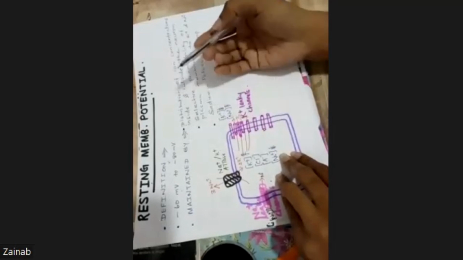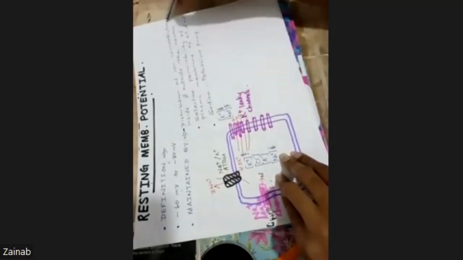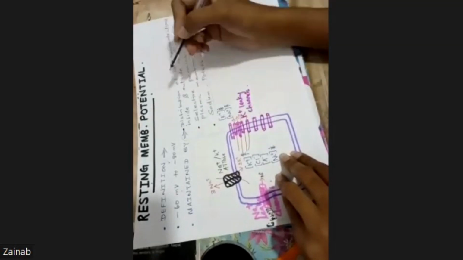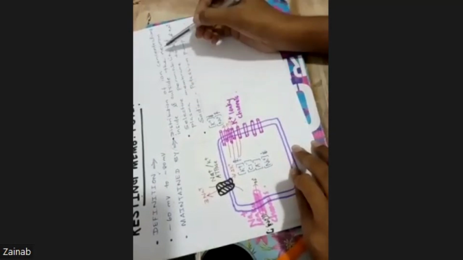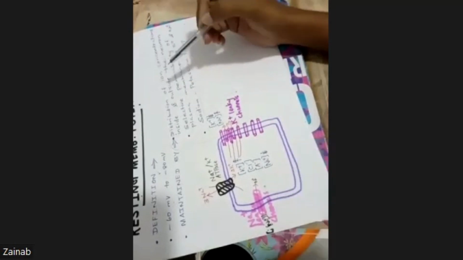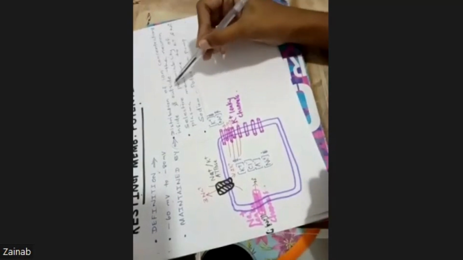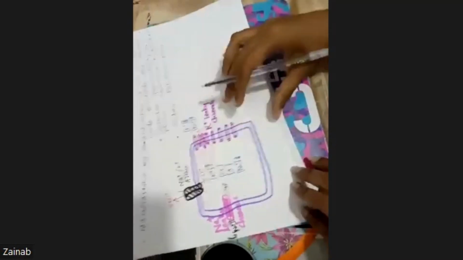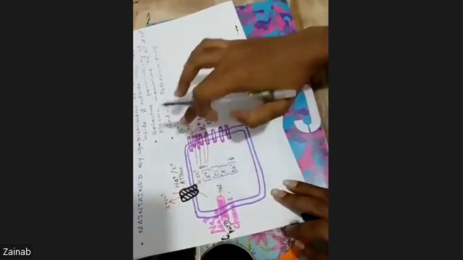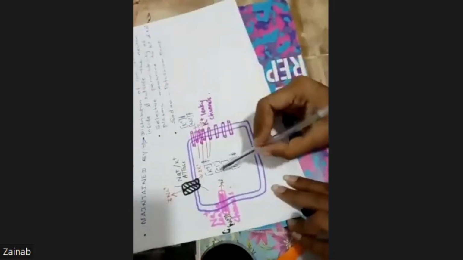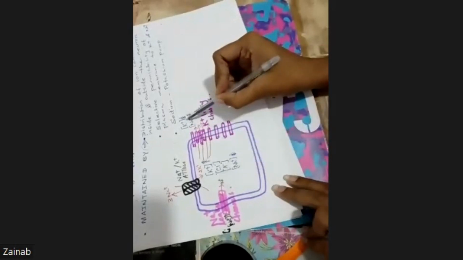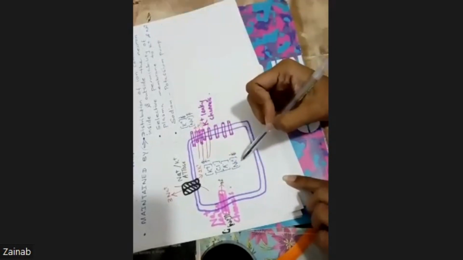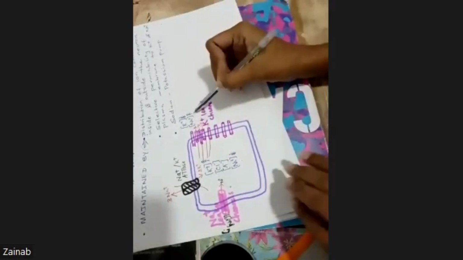It is maintained by these three main things you need to remember and write when they ask in the essay questions. The distribution of ion concentrations inside and outside of the neuron. What do you mean by the distribution of ion concentration inside and outside of the neuron? Assume this is your nerve cell. Inside you have more potassium ions, outside you have fewer potassium ions. Inside you have fewer sodium ions, outside you have more sodium ions.